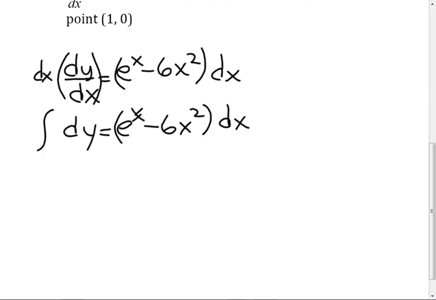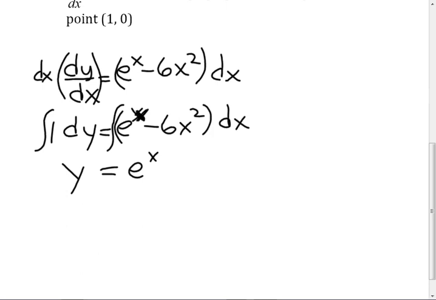Now we're going to integrate this side. What letter will be there? Y. Equals, okay, that's e to the x. It looks kind of messy. What's the antiderivative of e to the x? E to the x. Now, you guys get better at this by practicing.